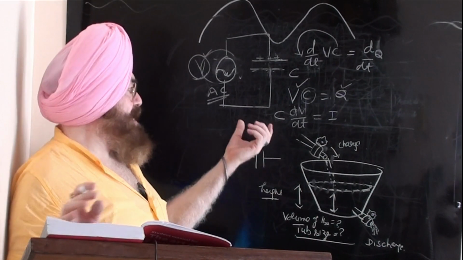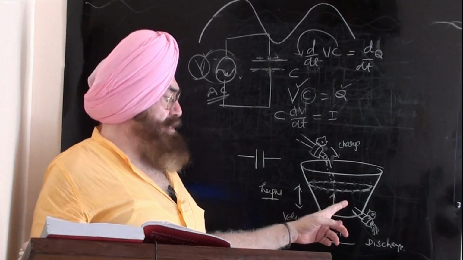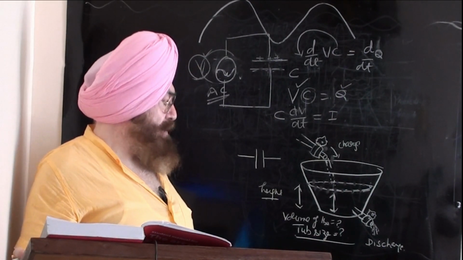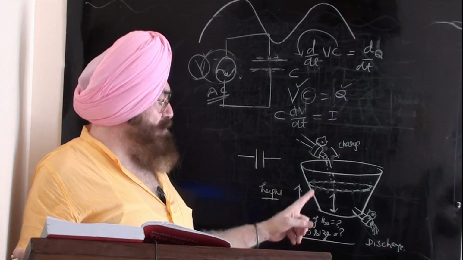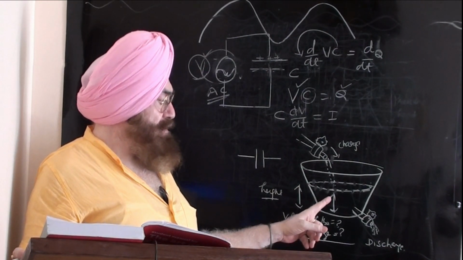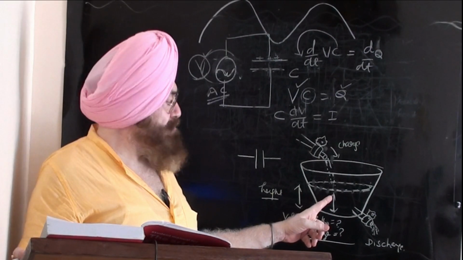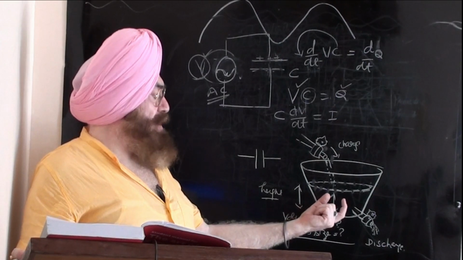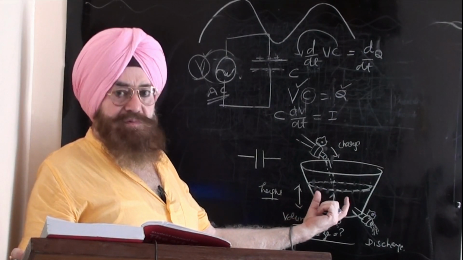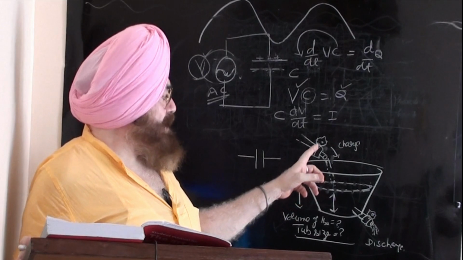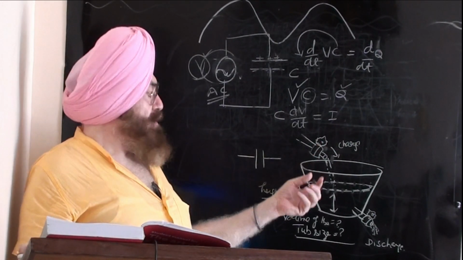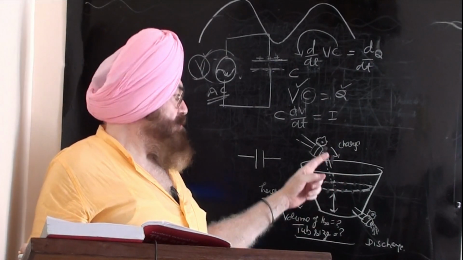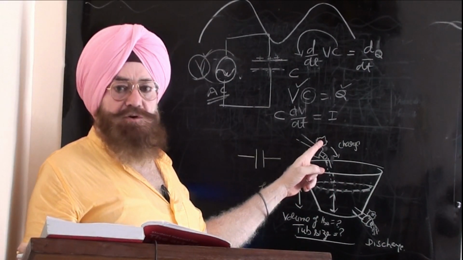Now exactly its equivalent is like this: a tub having some water in it, and this is the height of the water level, which is the water contained in the tub. Now this is a pipe through which we are filling the tub. And then there is a control, the opening of the pipe can be changed by changing the knob.